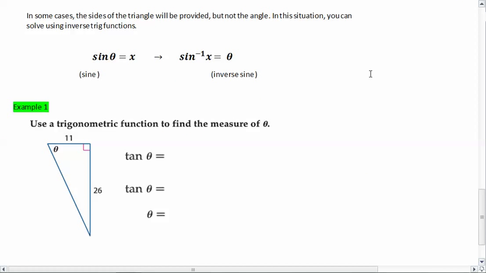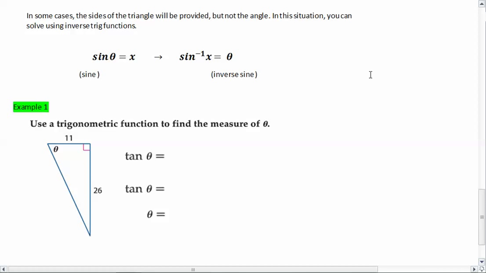So in some cases, the sides of the triangle will be provided, like we've been doing so far. So you're saying sine theta equals 5 over 8 or something like that, but not the angle. In this situation, you can solve for theta instead. So far we've been solving for whatever sine of theta is. So in this situation, you can solve using inverse trig functions.